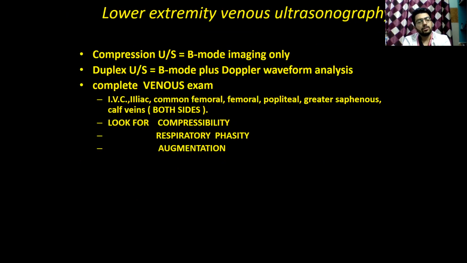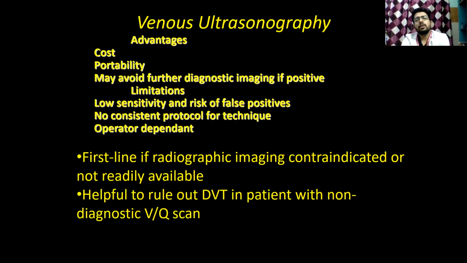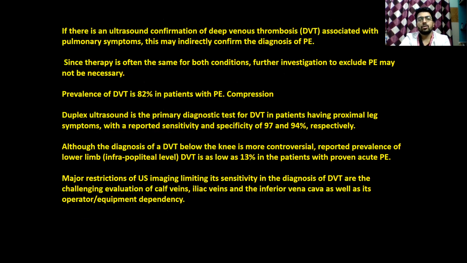So lower extremity venous ultrasonography, compression ultrasonography, is preferred. You have to look for compressibility, respiratory phase and augmentation. So what are the advantages? Cost effective, portability, may avoid further diagnostic imaging if positive. Limitation: it is the first line if radiologic imaging is contraindicated or not readily available. It is helpful to rule out DVT in patients with non-diagnostic VQ scan. Prevalence of DVT is 82% in patients with PE. Compression duplex ultrasound is the primary diagnostic test for DVT in patients having proximal leg symptoms.